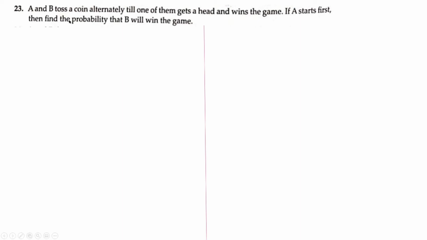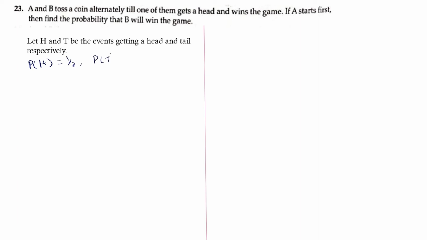Next question: A and B toss a coin alternately till one of them gets a head and wins the game. If A starts first, then find the probability that B will win the game. So here it is given A and B toss a coin alternately till one of them gets a head. So winning the game is getting a head. If A starts, we need to find the probability that B will win the game. So let H and T be the events getting a head and a tail respectively. So probability of H is half and probability of tail is also half.